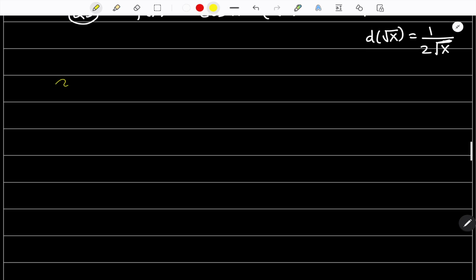Let's start the solution. So your f of x is equal to cosine hyperbolic inverse square root of x.